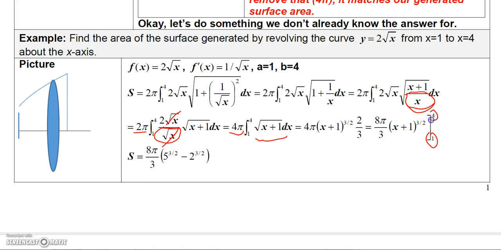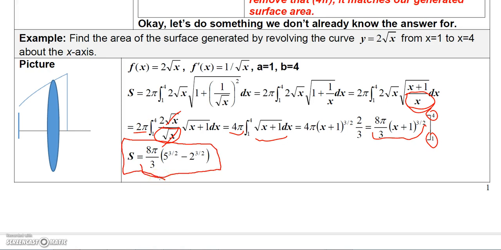I'll let you do that on scratch paper if you want to. So plug 4 in here and see what you get. Then plug 1 in here and see what you get. And then take the difference of the 2. I went ahead and just gave you the exact answer, because many times the instructor will want you to give the exact answer.